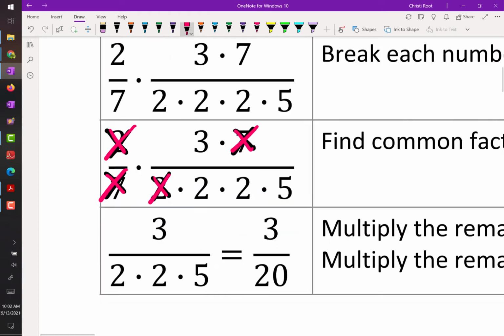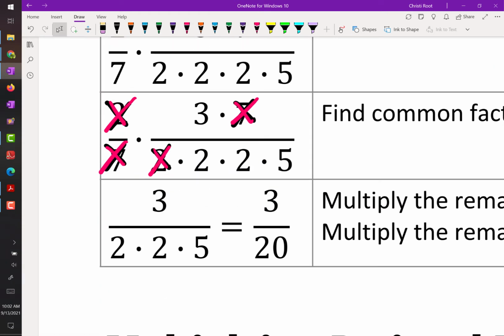Now I want to make it very clear, just because I've been asked in the past, do they have to be in the top and the bottom? Absolutely. You cannot cancel out these right here because 2 times 2 is 4. The only reason we're able to cancel out those 2 7s is because it's division. So 7 divided by 7 is 1. So that's what we're doing. We're basically just reducing and eliminating common factors.